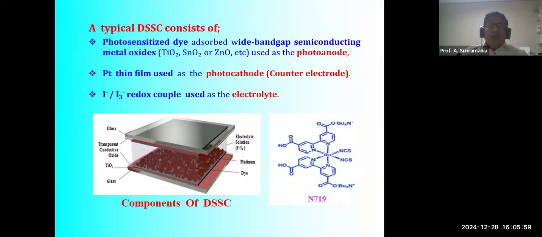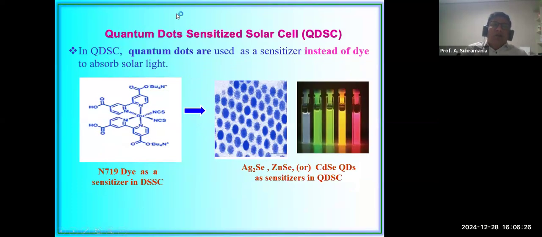A typical dye-sensitized solar cell consists of photosensitized dye-adsorbed wide band gap semiconducting metal oxides, that is made up of TiO2, tin oxide or zinc oxide, used as the photoanode, then a platinum thin film used as the photocathode, then an iodine/iodide redox couple used as the electrolyte. So this is the setup of a dye-sensitized solar cell. Instead of using the N719 dye, that is a ruthenium based dye, which is very costly, we can also use quantum dots. Inorganic quantum dots such as silver selenide, zinc selenide, or zinc sulfide, like that we can use as a sensitizer.